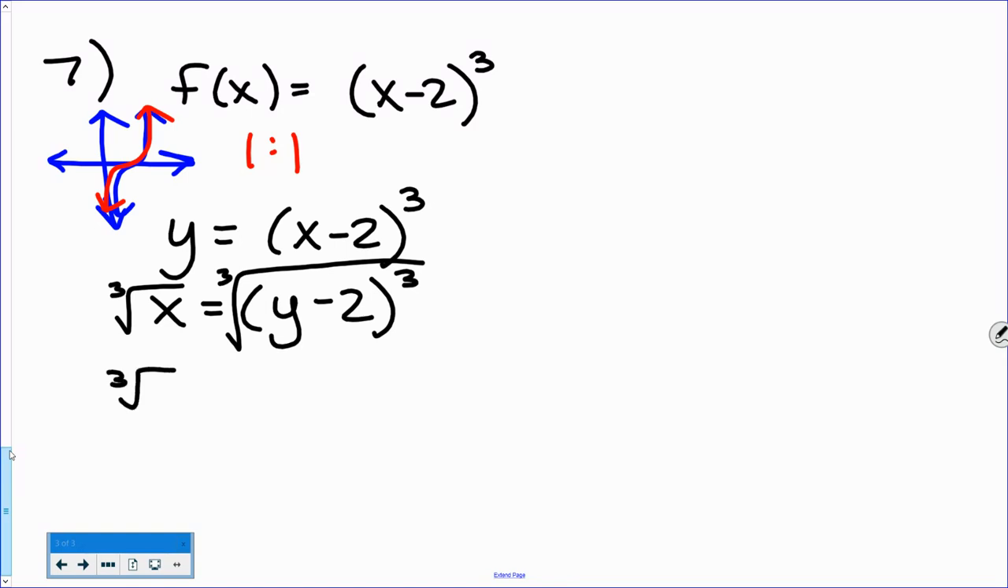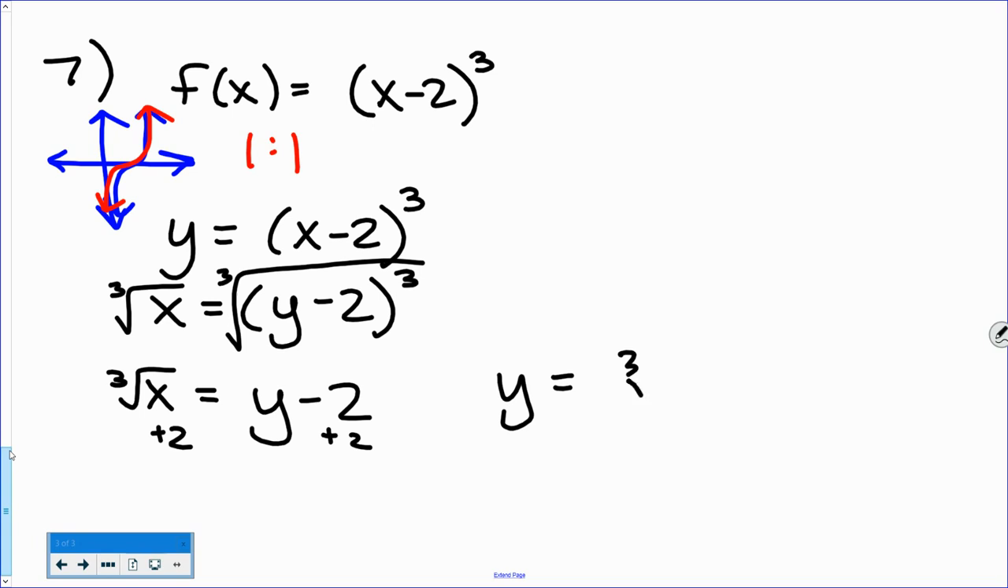So then I'll have the cube root of x equals, you're left with y minus 2, and then I will add 2 to the other side. So I undo both things that were happening from the original problem. All right, so I'd have y equals the cube root of x. I took the cube root of x first, and then I added 2. So make sure that plus 2 is after that cube root.